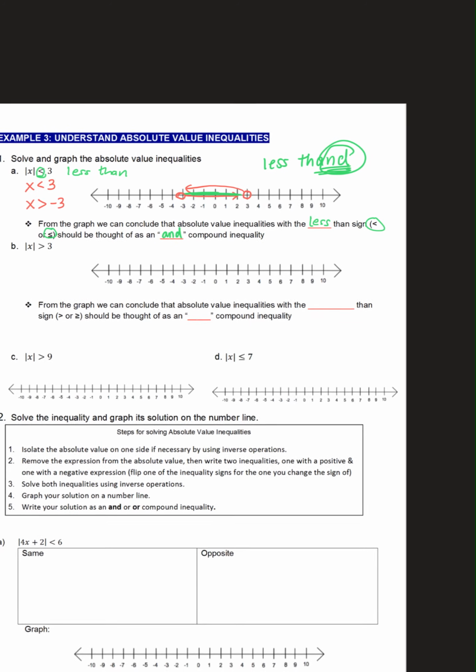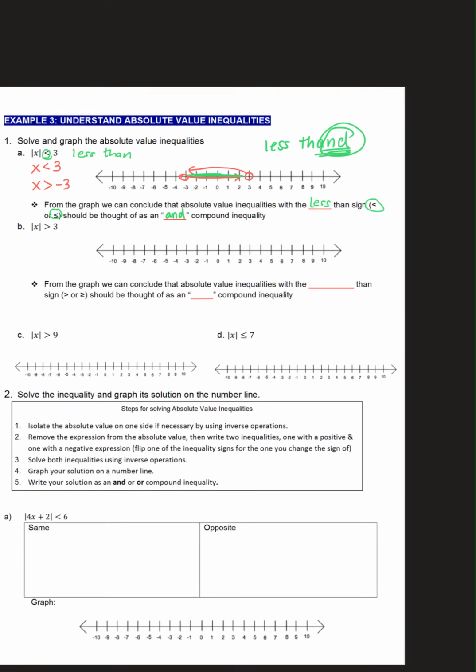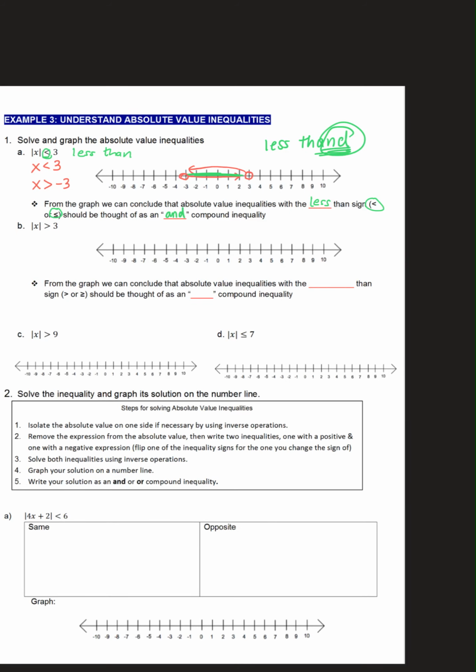All right, letter B. Absolute value of x is greater than 3. This also means two things, just like the last one. X is greater than 3. And then if we change the sign, we have to flip the inequality sign as well. Negative 3, flip, and x.